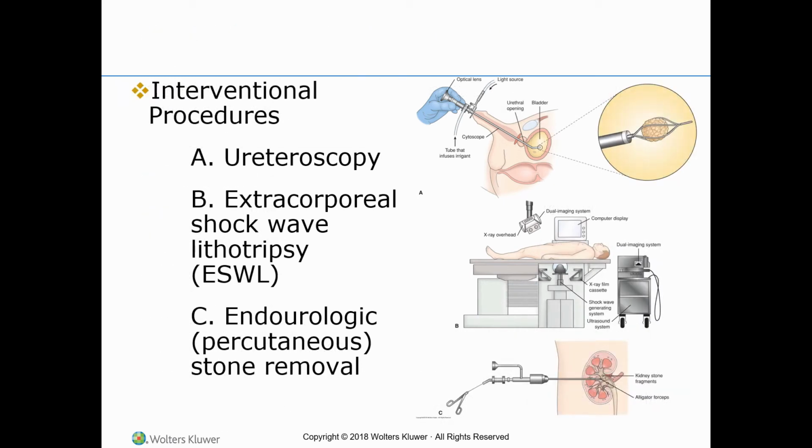Interventional procedures for urinary stones. First is ureteroscopy. This is use of a laser, electrohydraulic lithotripter, or ultrasound to fragment and remove the stones. They may insert a stent for 48 hours or more afterwards, and this is usually done as an outpatient procedure. Second is extracorporeal shockwave lithotripsy or ESWL.